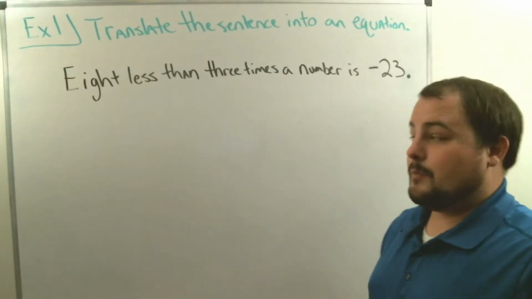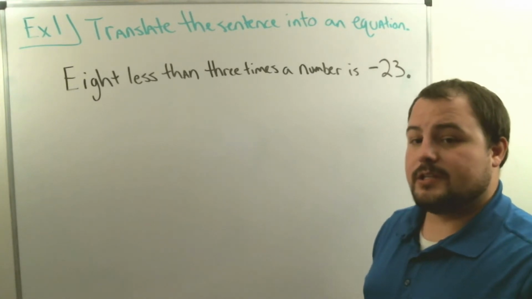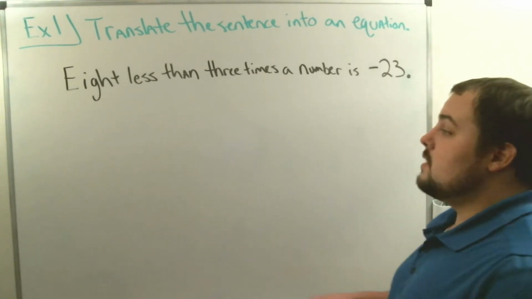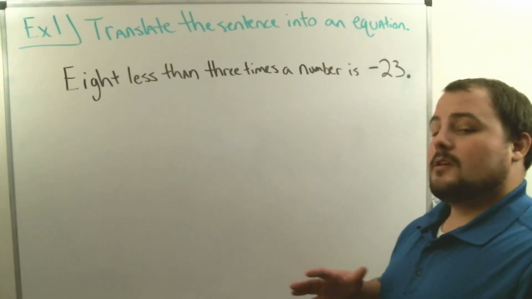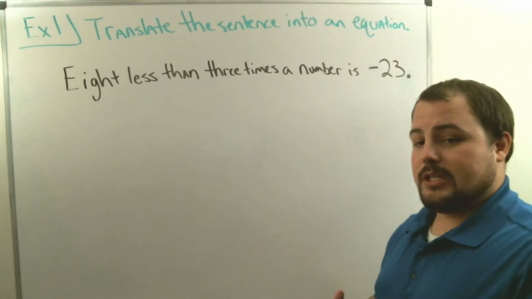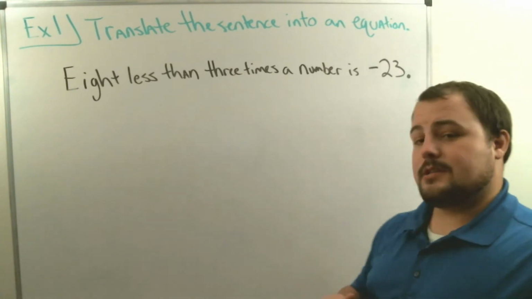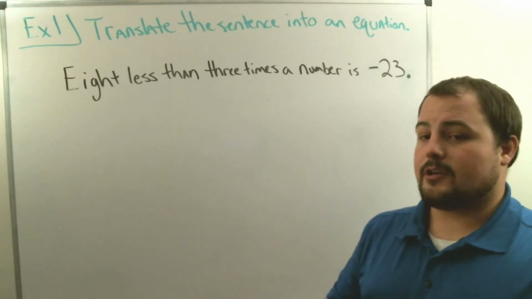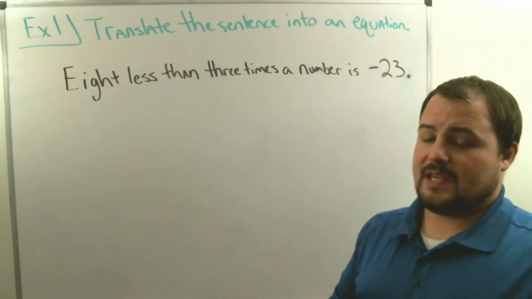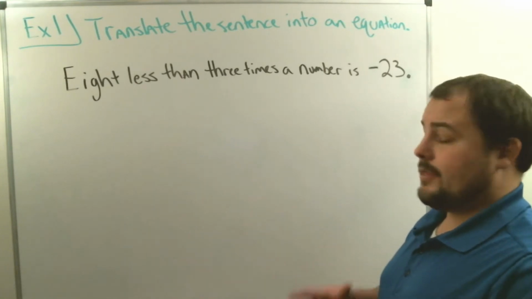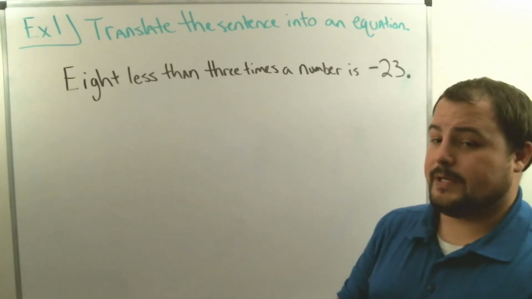For our first example, we're going to be solving the problem: 8 less than 3 times a number is negative 23. So we're going to write down using numbers what we read. In this case, we have to write the equation of what we're reading. It says 8 less than 3 times a number is negative 23. So we have to figure out what "8 less than" means. A lot of people might think that this means 8 minus 3 times a variable equals negative 23, and that would actually be incorrect.